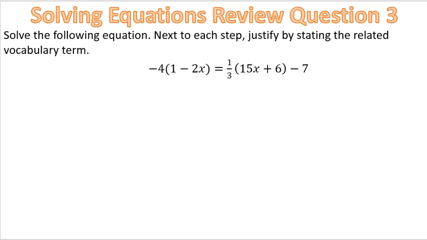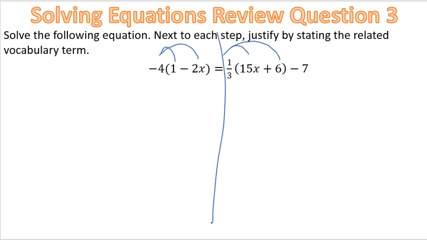Solving equations, question 3. We're going to solve the following equation, and then next to each step we'll justify using distributive property, inverse operations, or combining like terms what we did at each step. Because we have parentheses, we're going to start right off by drawing our lines, which tell us that we're going to have to distribute. It means multiplying the front by everything on the inside.